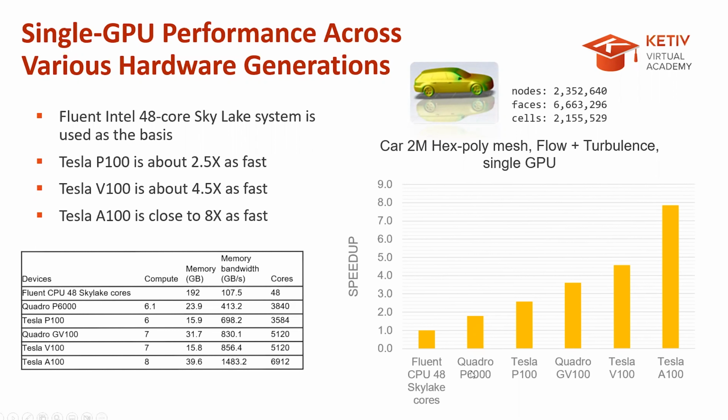This is being compared to 48 CPU Skylake cores. And the Tesla A100 has the highest number of CUDA cores. So you can see the amount of speed up that you can get. It's almost 8 times the speed up you can get from 48 Skylake cores.